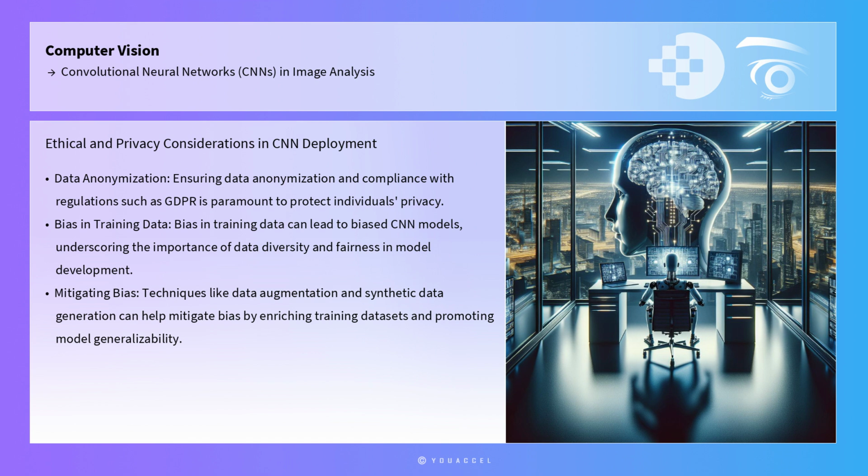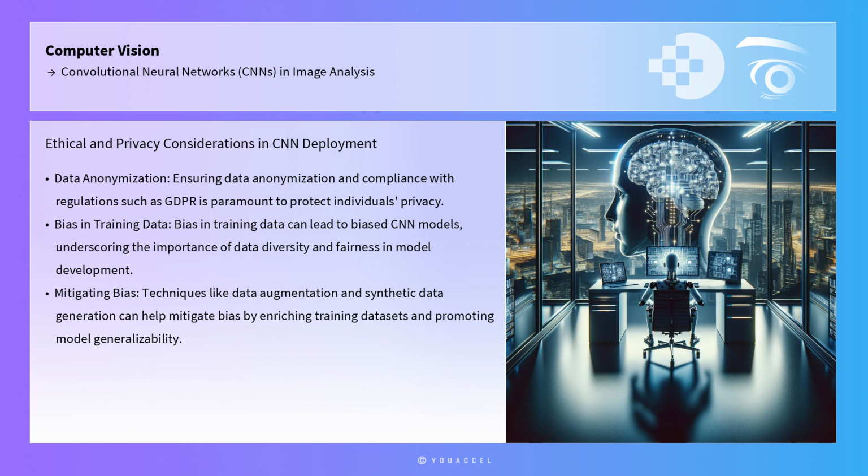Real-world deployment of CNNs also necessitates careful consideration of ethical and privacy implications, particularly when dealing with sensitive data like personal photographs or medical records. Ensuring data anonymization and compliance with regulations such as GDPR is paramount to protect individuals' privacy. Additionally, bias in training data can lead to biased CNN models, underscoring the importance of data diversity and fairness in model development. Techniques like data augmentation and synthetic data generation can help mitigate bias by enriching training datasets and promoting model generalizability.